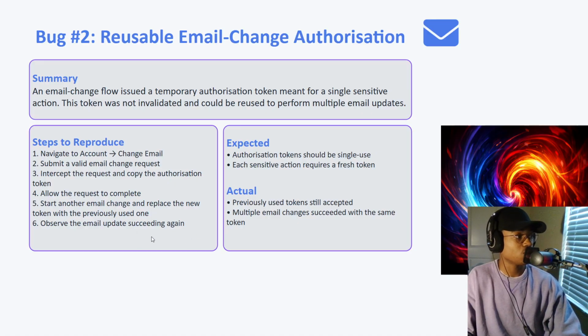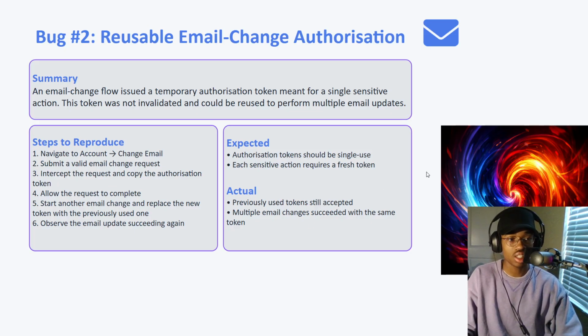Summary: an email change flow issued a temporary authorization token meant for a single sensitive action. This token was not invalidated and could be reused to perform multiple email updates. It's pretty much the same as the password one. Navigate, intercept, set, replace, do it again. Expected: tokens should be single use. Each sensitive action requires a fresh token. That's not actually the case.